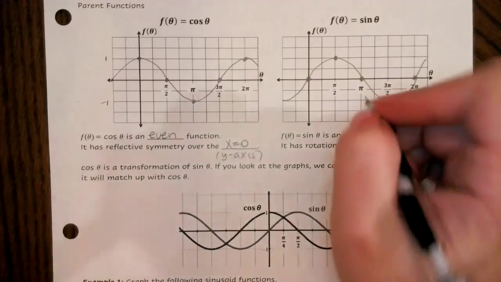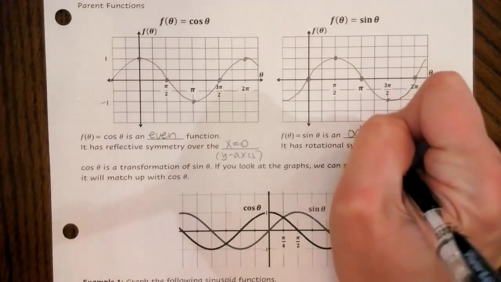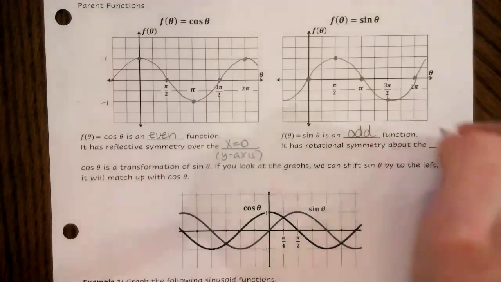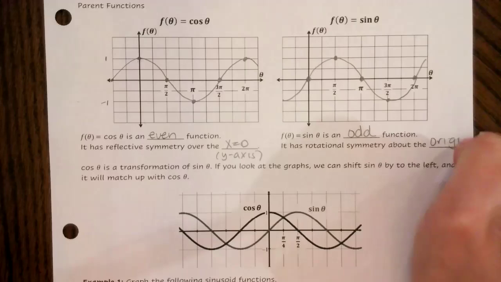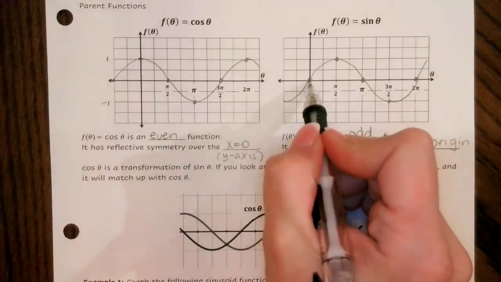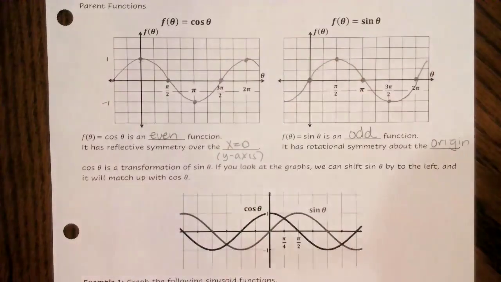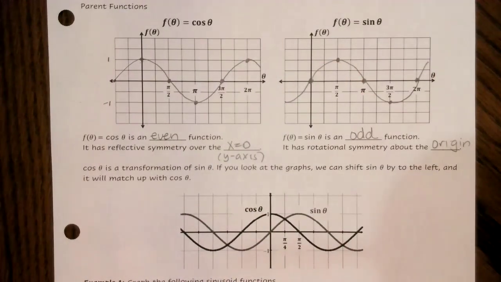The sine of theta is an odd function. It has that rotational symmetry about the origin. So if we rotated it right here, this part would land right on top of this one. So if we twist there, the sine function is an odd function.